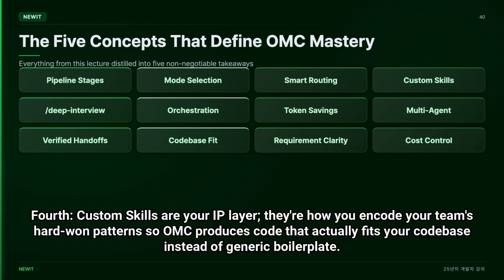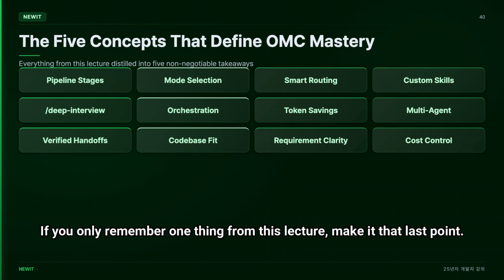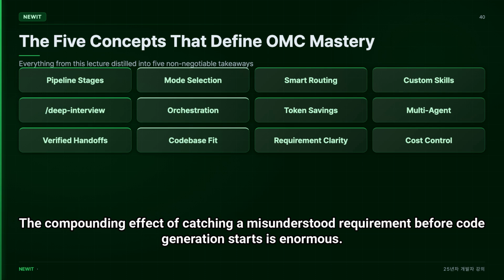Fourth, custom skills are your IP layer. They're how you encode your team's hard-won patterns so OMC produces code that actually fits your codebase instead of generic boilerplate. And fifth, deep interview is the single highest leverage action in the entire toolkit. 5 minutes of structured clarification prevents hours of rework downstream. If you only remember one thing from this lecture, make it that last point. The compounding effect of catching a misunderstood requirement before code generation starts is enormous.